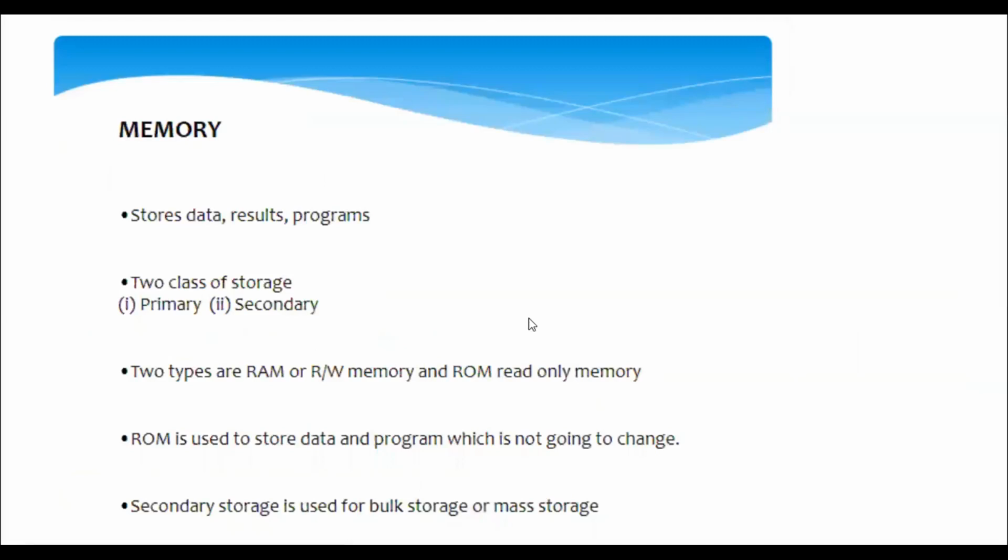So the memory stores data, results, and programs. We have two classes of storage, the primary and the secondary storage. The two types of primary memory are RAM, the read-write memory, and ROM, read-only memory. The ROM is used to store data and programs, so it's not going to change. Whereas the secondary storage is used for bulk storage or mass storage.